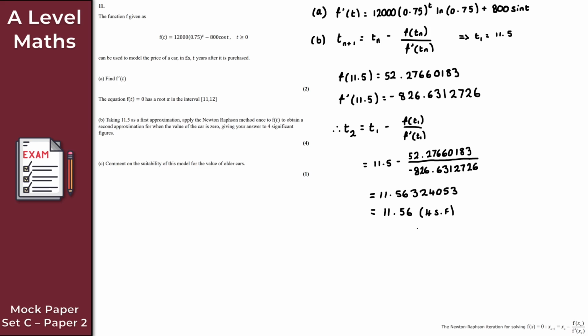Okay, and there we have it then. So that gives the solution here to part B. And now for the very last part then of this question here, part C, right, just says comment on the suitability of this model for the value of older cars. So the issue here then is that for cars approximately 12 years or older, the model is not going to be suitable, as the car cannot have a negative value, right? So let's just make a note of that here then.